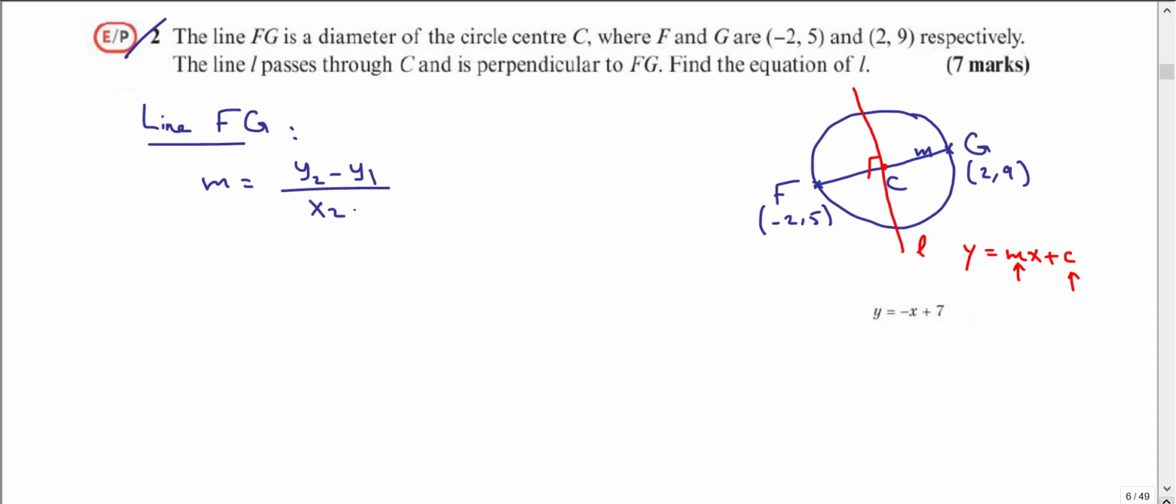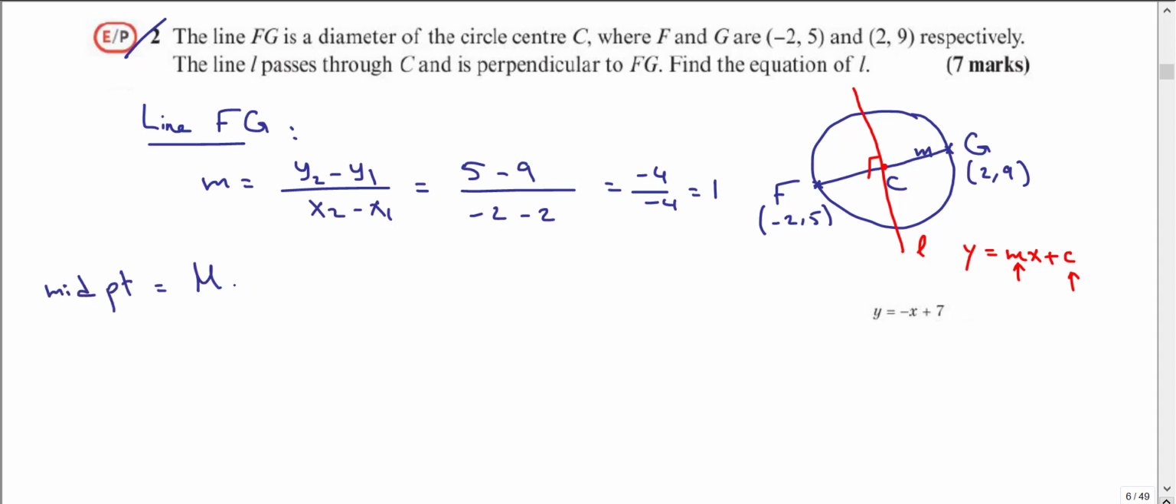So you get the gradient of the diameter FG. So it's 5 minus 9 divided by negative 2 minus 2. So this is negative 4 divided by negative 4, which means 1. Okay, also get the midpoint. Midpoint M: negative 2 plus 2 over 2, and 5 plus 9 over 2.